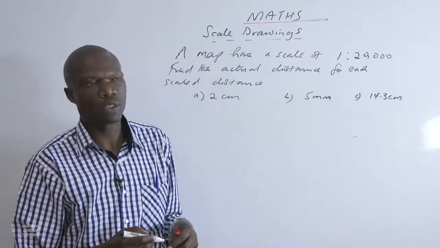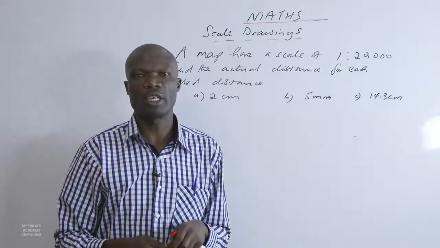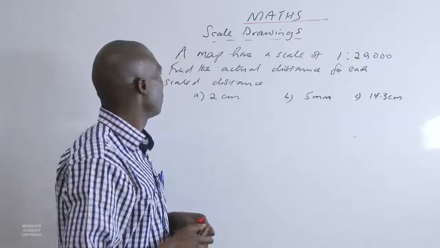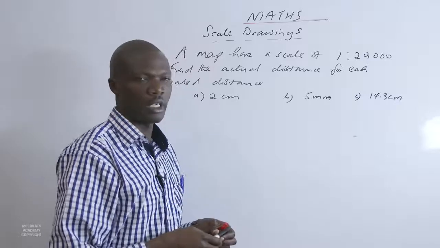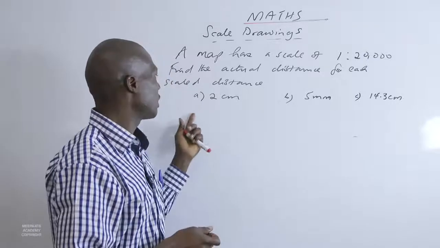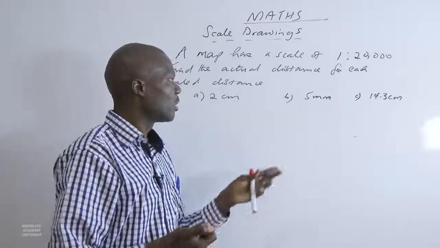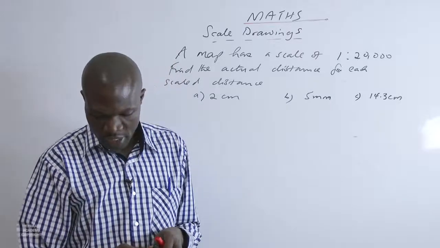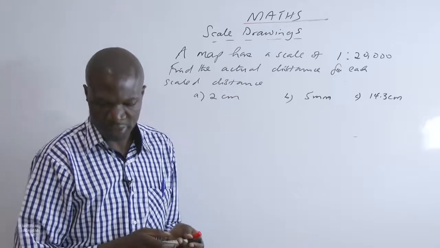We have a map which has a scale of 1 to 20,000. Find the actual distance for each scaled distance. The scaled distances are: first one is 2 centimeters, then 5 millimeters, and 14.3 centimeters.